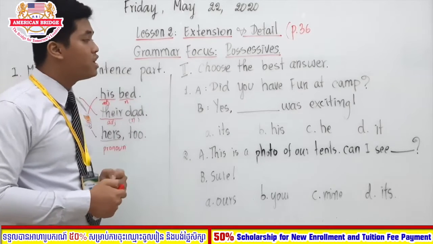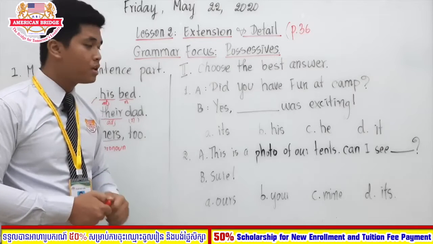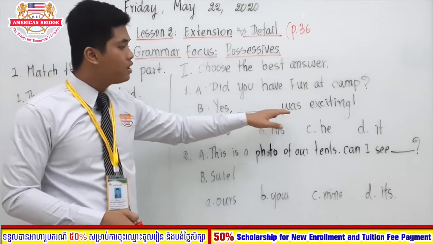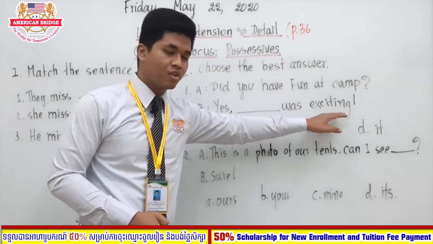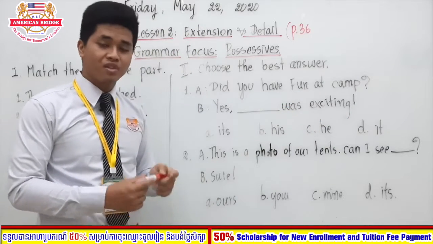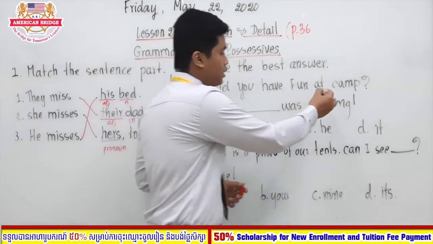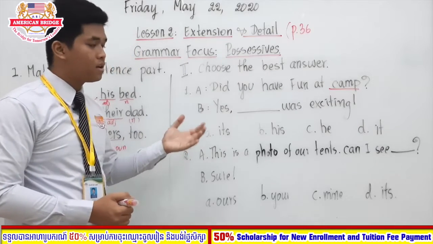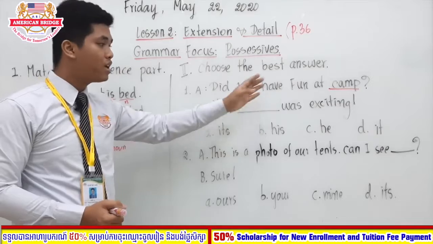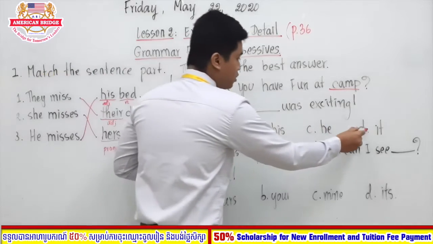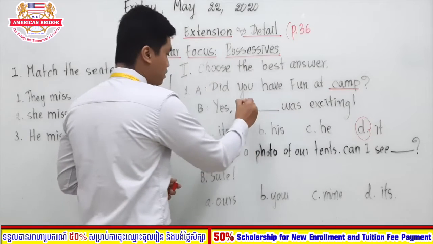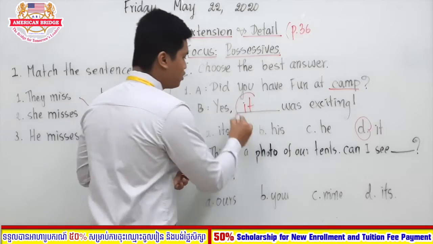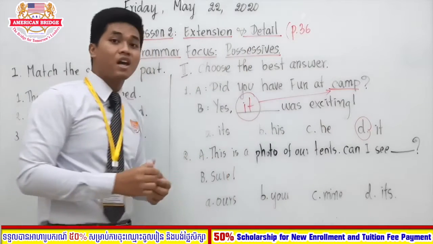So number 1, did you have fun at camp? And they answer yes. Now you need to choose, and we have the word was exciting. So what was exciting, everyone? The camp, right? The camp was exciting. So the camp here is a place. In order to talk about the place, we need to use the subject pronoun, which is it. It was exciting, and again, we use it to refer to the camp.